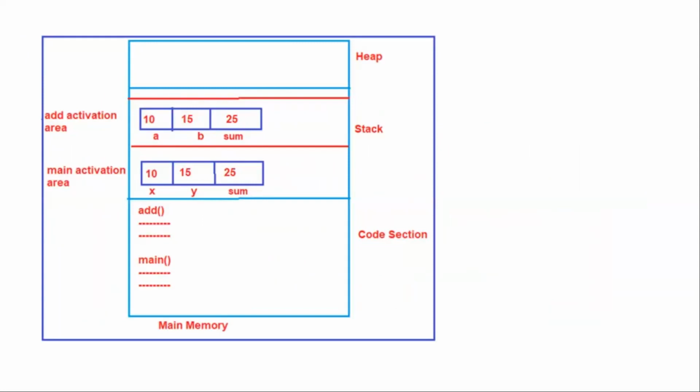So this is a typical representation of how the memory allocation happens when you execute the program. So you have two methods. One is the main method, one is the add method. So when the compiler starts, which method does it execute first? Is it from the main or is it from the add?